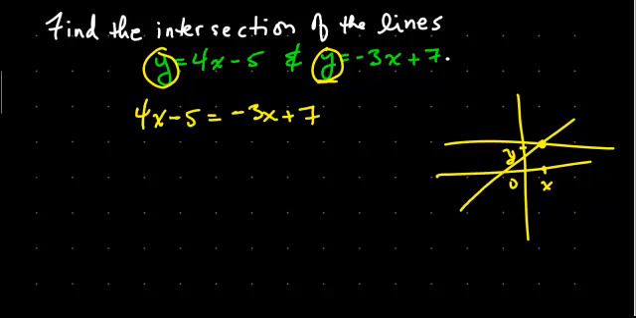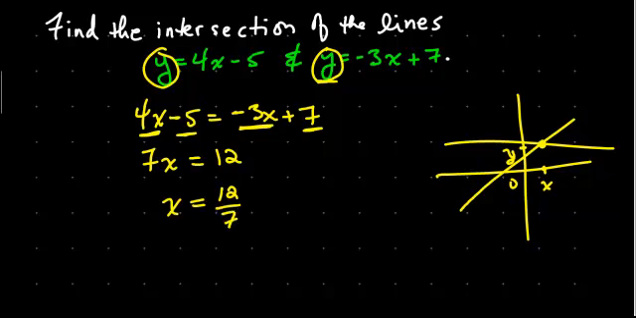And now we just solve. Adding 3x to both sides, I get 7x, and adding 5 to both sides, I get equals 12. Again, I added 3x to both sides to bump this 4 up to 7x, and I added 5 to both sides to cancel that 5, and it bumped that 7 up to 12. Now dividing both sides by 7, you get that x equals 12 sevenths.